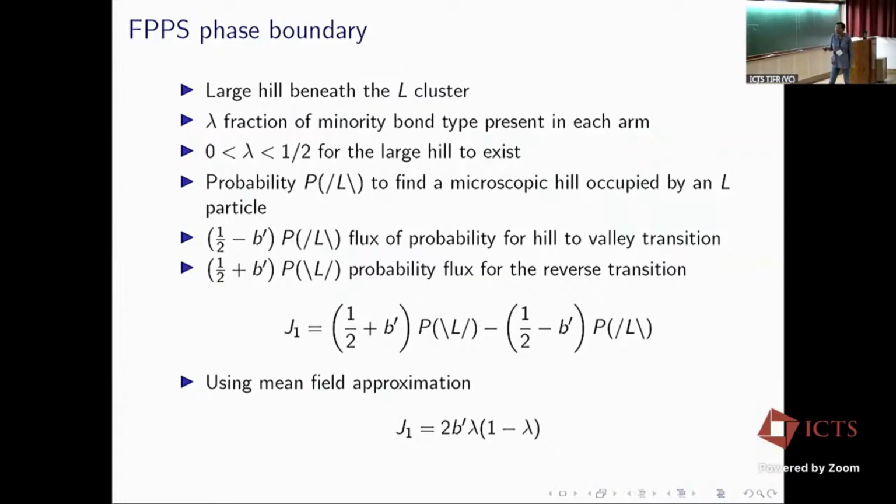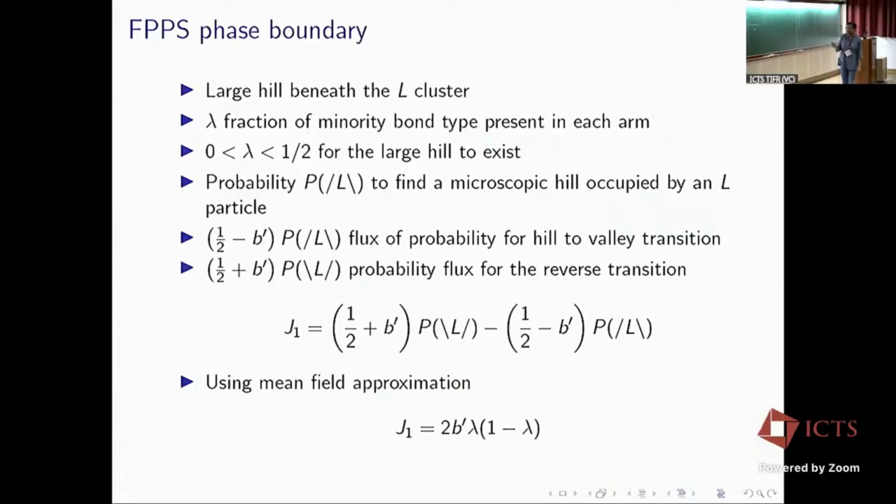Now, this is a local configuration. There's one upslope, one L particle, another downslope. So the local hill occupied by an L particle. Let P be the probability to find such a local configuration. Then this probability times half minus B primed gives the flux of probability for this hill to valley transition. And similarly, the reverse transition is associated with the probability flux half plus B times P of probability of this other local valley, microscopic valley occupied by hill, this configuration. And the difference between these two probability fluxes will tell me the current that is flowing through the system. So this is the surface current.